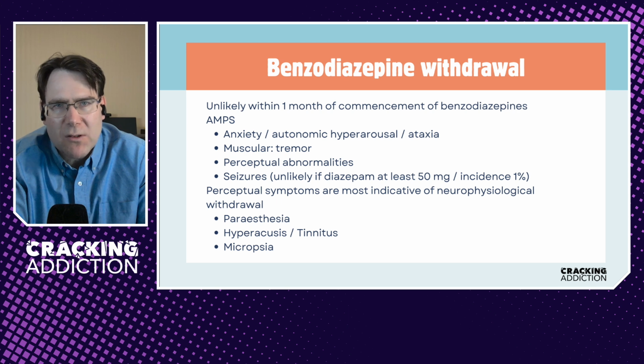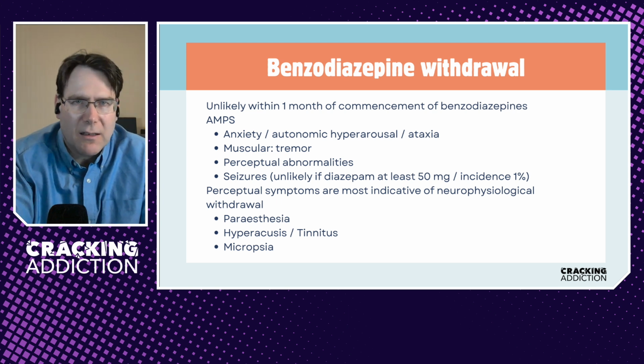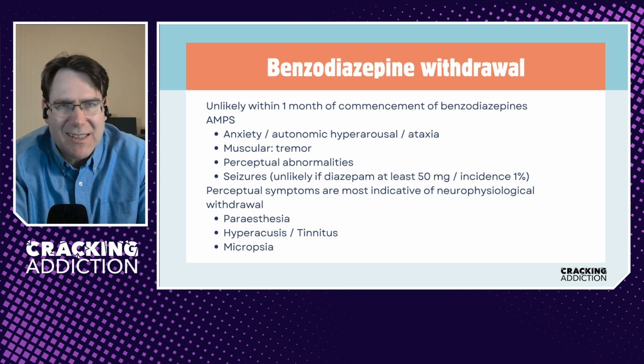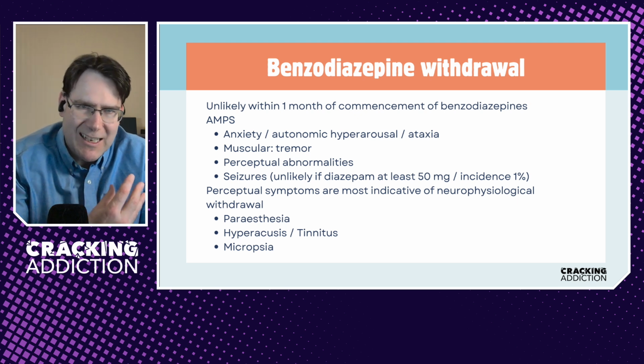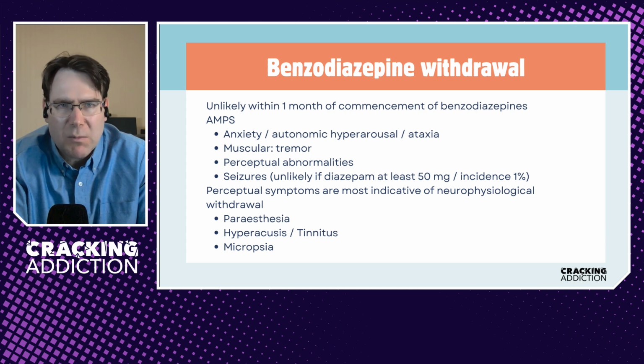And going back to the perceptual symptoms, so the AMPS, the P in that, perceptual symptoms are most indicative of neurophysiological withdrawal. And they can also include paresthesia. So by that I mean pins and needles or feeling of something running along or tingling in your skin. Hyperacusis or tinnitus, so being very sensitive to noise or having ringing in the ears. And then something called micropsia.